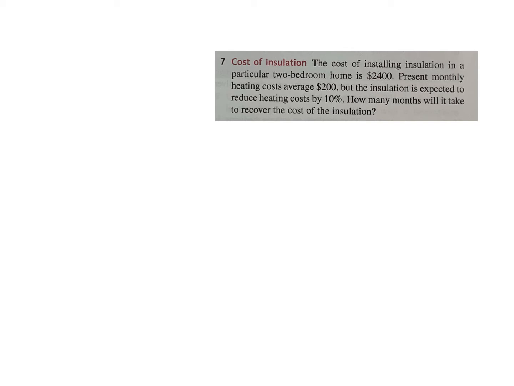Cost of installation. The cost of installing insulation in a particular 2-bedroom house is $2,400. Present monthly heating cost averaged $200. But the installation is expected to reduce heating costs by 10%. How many months will it take to recover the cost of the installation? Okay, so you've got to figure out how much you're saving. So it's $200, and it's going to cut it by 10%. So we multiply by 10%, 0.1, and that tells us how much you're taking off.